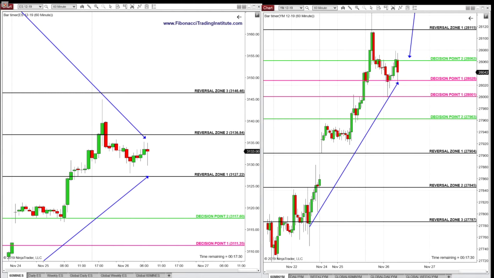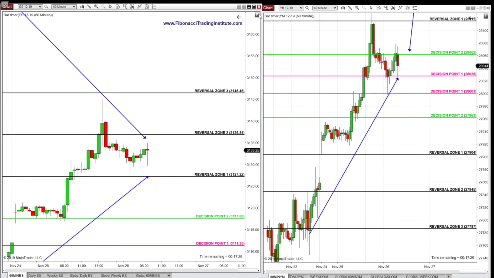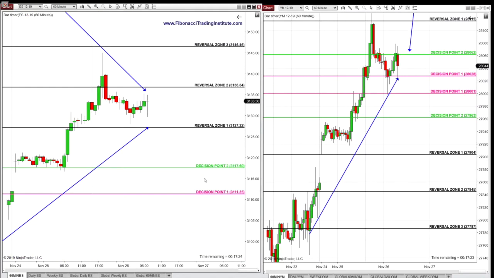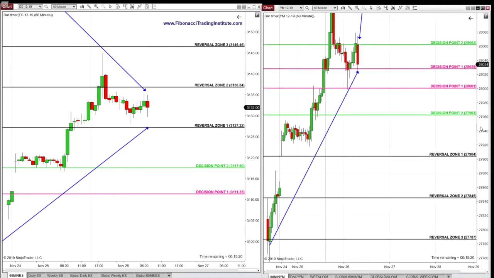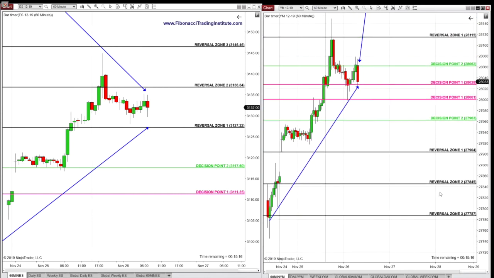Absolutely the key. This is your trading range on Dow. This is your trading range on S&P. So again, traders, you are witnessing in front of you ultimate chop. You are witnessing in front of you a market stuck. This is your range on Dow. This is your range on S&P.